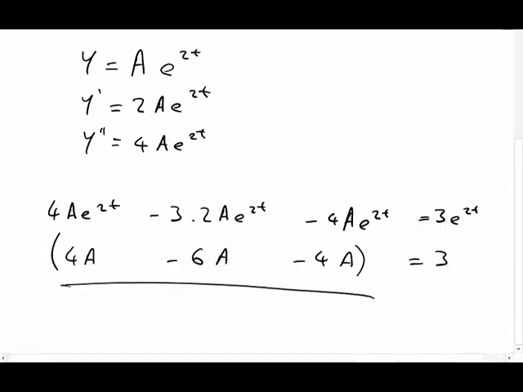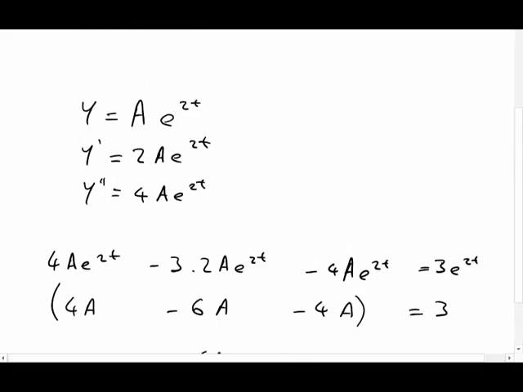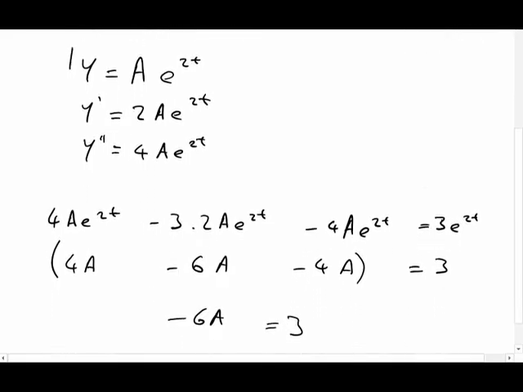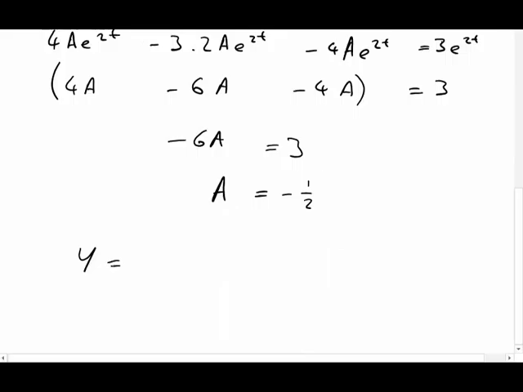Let's do a simplification of that. So we end up with 4a minus 4a, which is 0a, minus 6a, and that's equal to the right-hand side, which is 3. So in other words, I can say that a equals minus 3 over 2, which is minus a half. Okay, so a equals minus a half. What was my original solution that I was looking for? There's my original solution. So I found a particular solution. My original solution was y equals a e to the 2t. If I replace a with minus a half, then that is my particular solution which I found.